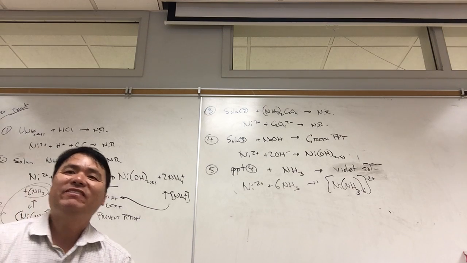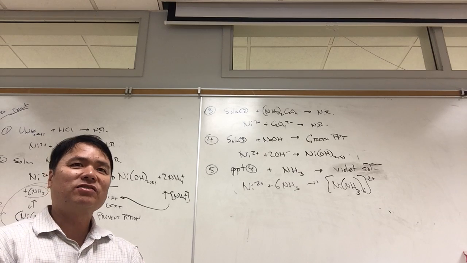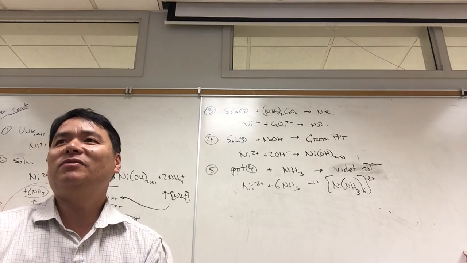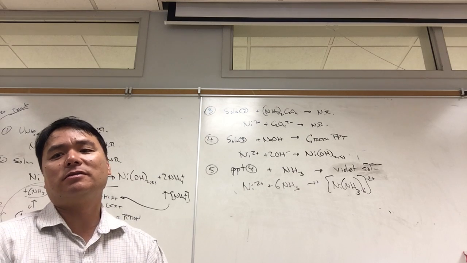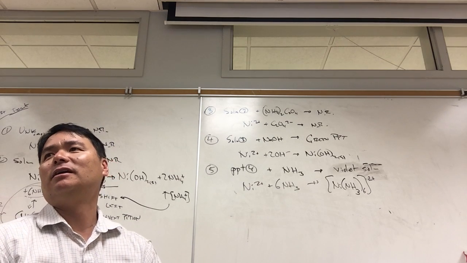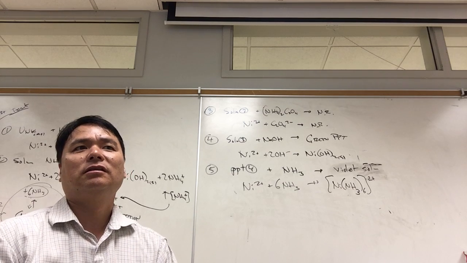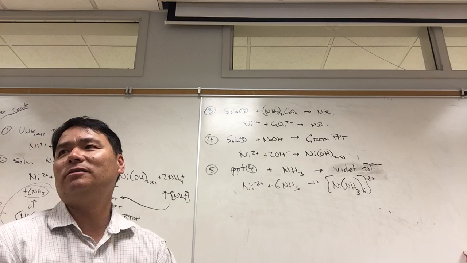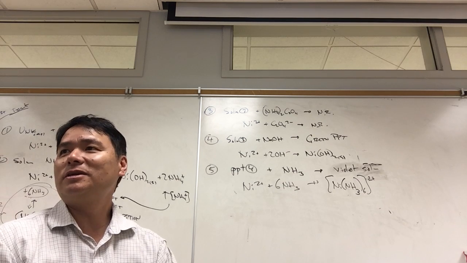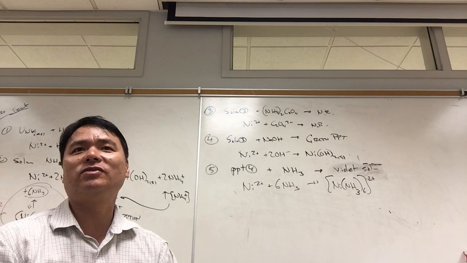Well, now they talk about the negative test for nickel. What the heck do they mean by negative test for nickel? I get asked this question every semester. So what does that mean? Until you get a negative test for nickel. So we add the ammonia until we get a negative test for nickel. Is that what it says? Add the ammonia until you get a negative test for nickel. What is a negative test for nickel?